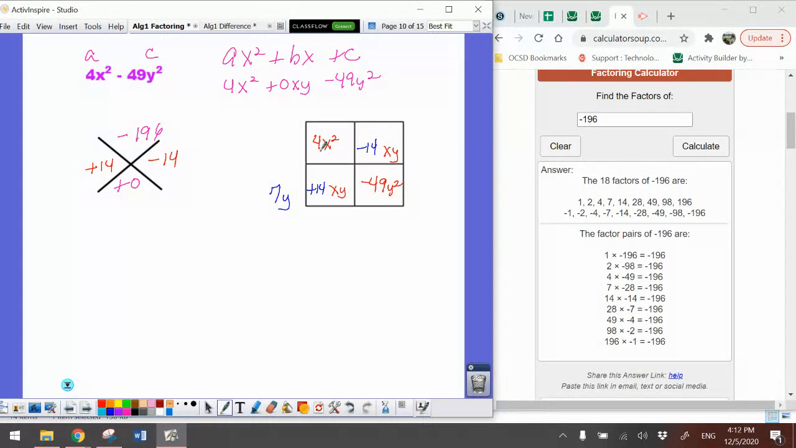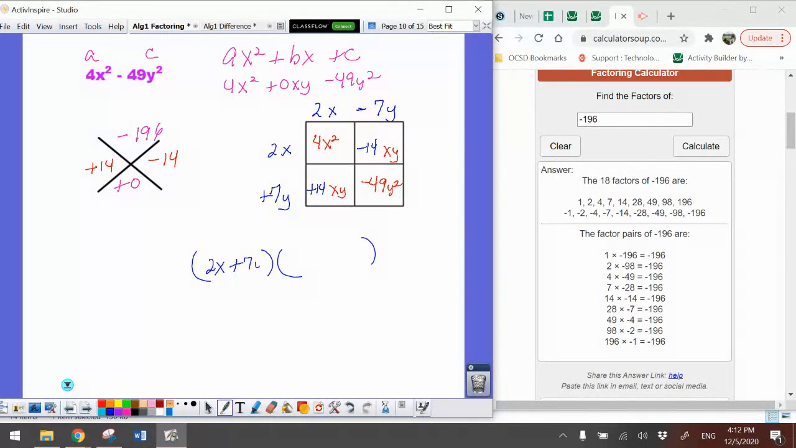Okay, what can I take out of 4 and 14? Well, I can take out a 2 and an x going this way. This way, it's 4 and 14 again. It has to be a 2 and an x. And then here, negative and negative, I know I have to take out a negative. And again, it's going to be a 7. So here's what I noticed.